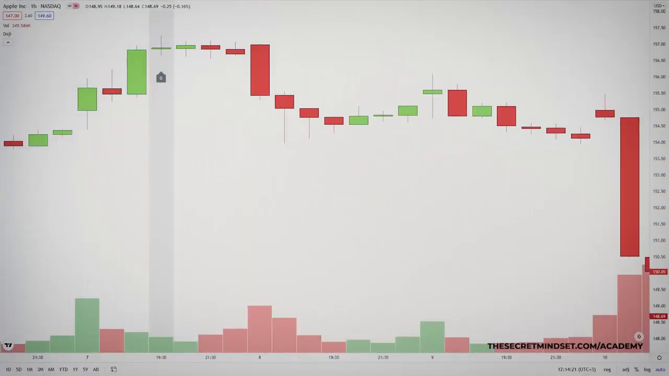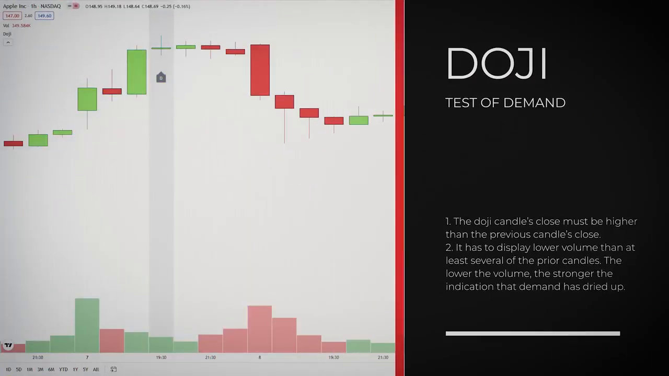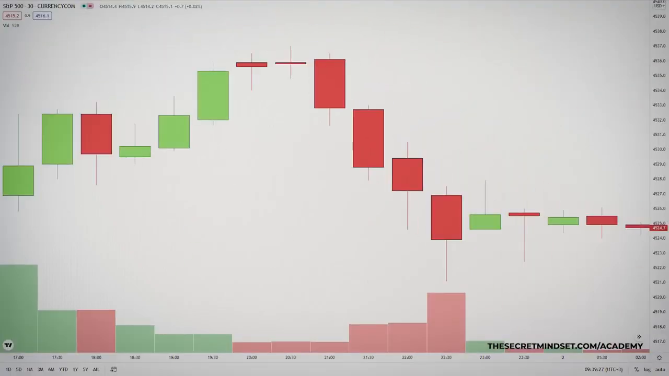The doji demand drying up must exhibit the following parameters to be valid. This candle's close must be higher than the previous candle's close, and it has to display lower volume than at least several of the prior candles. The lower the volume, the stronger the indication that the demand has dried up. Here's a 30-minute chart of the S&P.